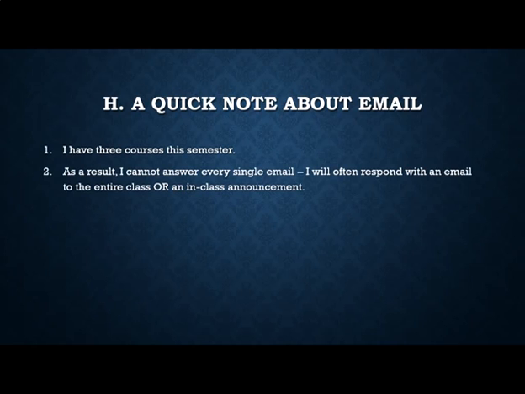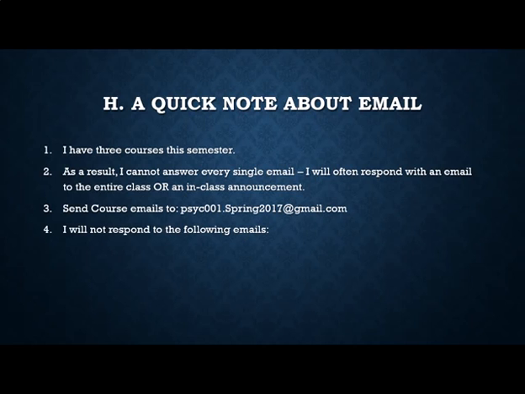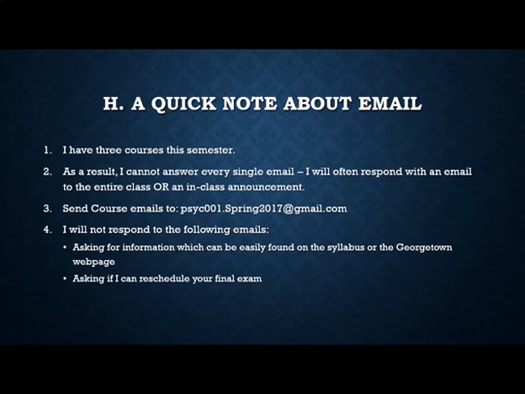So again, quick note about emails. I have 3 courses this semester. Can't answer every single email, hence the course email. So a couple emails I don't respond to. Anything that's on that syllabus that you're holding, this now 20-page document, anything that's in here, you're responsible for. In fact, your first quiz will cover this syllabus and the article attached to it. So if you email me a question that is on the syllabus, I probably won't answer it. Or you'll get a terse, I put that in the syllabus. Asking me if I can reschedule your final exam? Don't send me that email either.